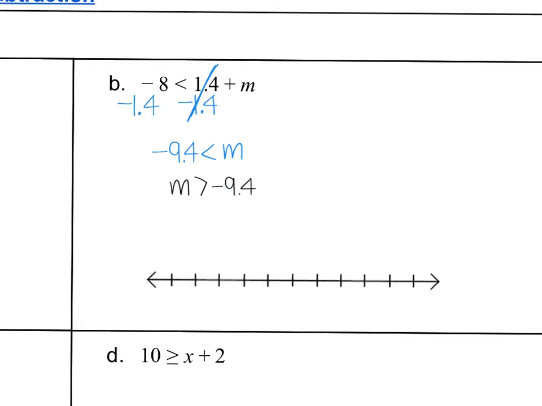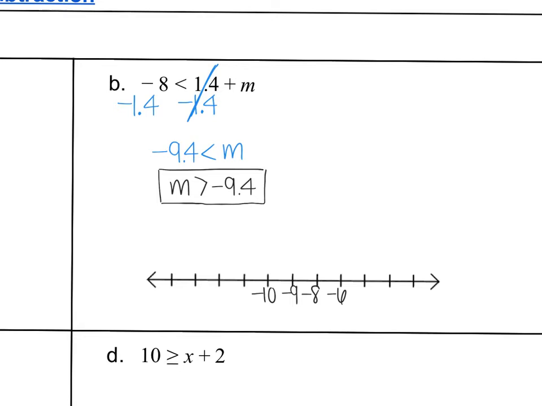When I flip that to get my variable in the front, I have to flip everything. I move the m, I move the negative 9.4, I switch the sign. So now I have m is greater than negative 9.4. Rather than putting negative 9.4 on my number line, I'm going to put negative 10 and negative 9 because negative 9.4 is between those two. And then I'll continue the number line by counting up.